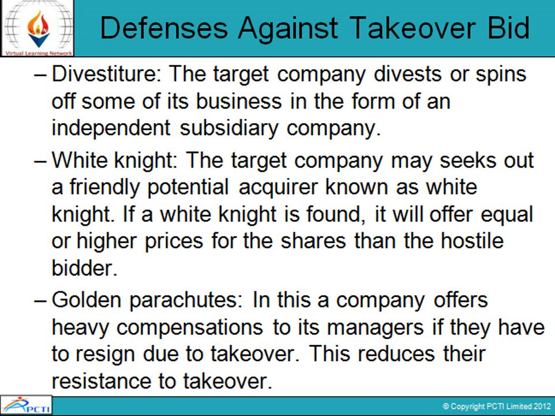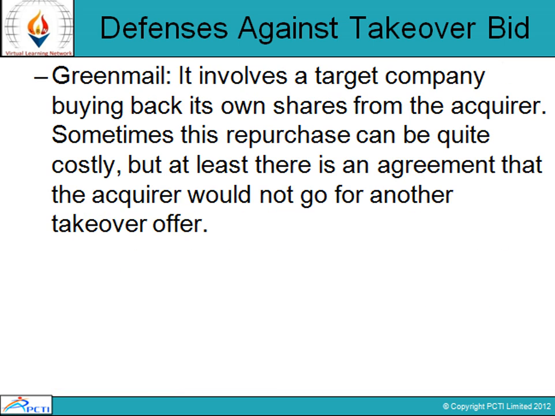Another is golden parachute. Here the key executives and managers may be given golden parachute contracts in which they receive huge benefits in the event of a merger. Right? So in this situation, a company offers heavy compensation to its managers if they have to resign due to a takeover. This reduces their resistance to takeover.